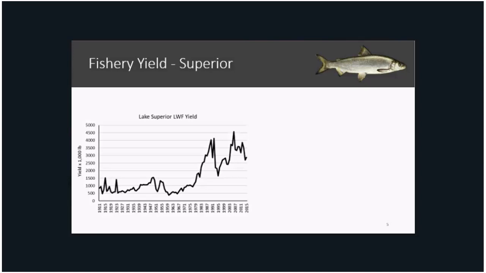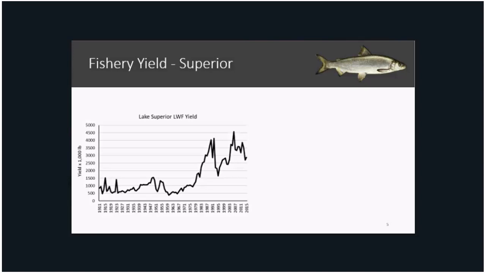Yield on its own can be really deceptive because commercial fleet size, individual effort, abundance of target and incidental species, market forces, all kinds of things can drive yield. But the intent isn't to show all these ups and downs. The intent is to show that in our modern era, in recent decades, we're basically near our peak harvest of whitefish, at least over the past 100 years in Lake Superior.